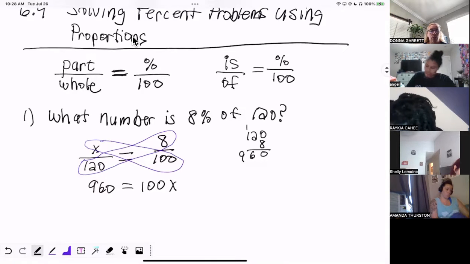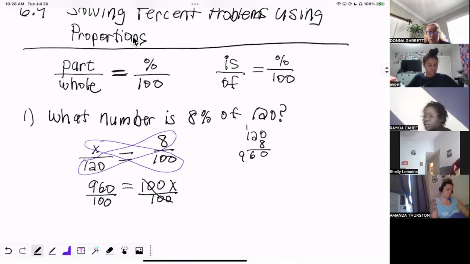To solve for x, what do I do? I'm going to divide both sides by 100. Now, dividing by 100, we know what to do. We move the decimal place 2 places, right? If I'm dividing, this is what we did before. If you're dividing by two zeros, you got to move the decimal place 2 places.